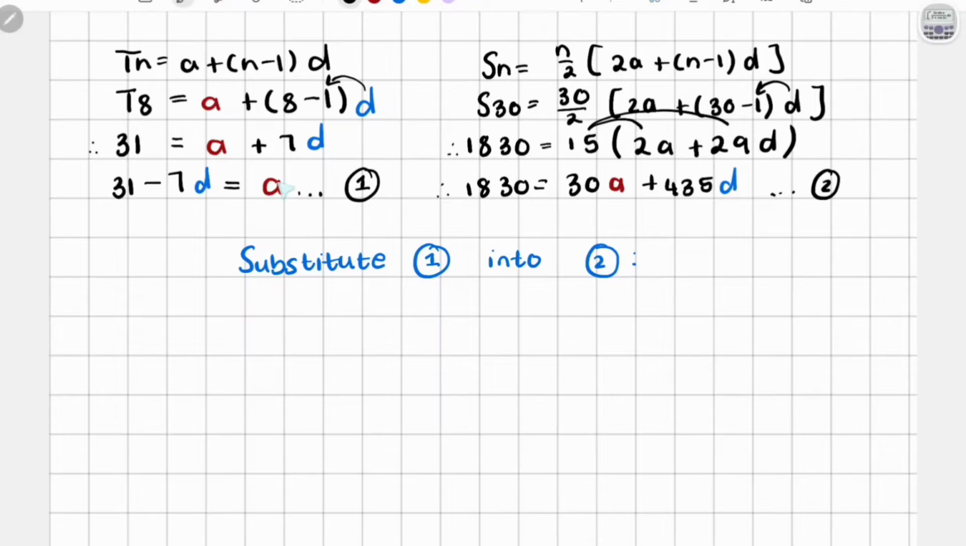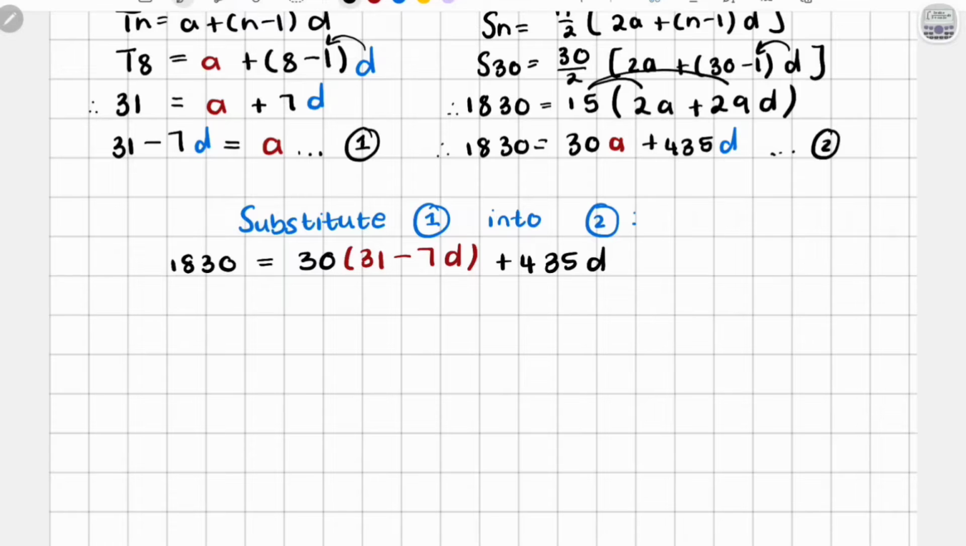And when I do that, it means that whenever I see an a in equation 2, I just replace it with 31 minus 7d. So I have 1830 is equal to, then I see 30 and I see a. So in place of a, I replace it with 31 minus 7d. And then continuing, I have plus 435d. Okay, so now we just have to distribute and simplify.